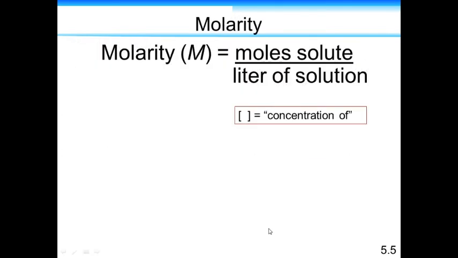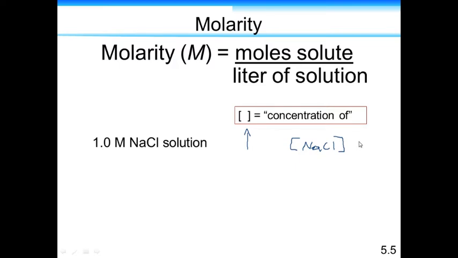Molarity is moles of solute over liters of solution. Usually brackets are used to denote concentration. When you put a bracket around a molecule, it's referring to the concentration of that molecule in units of molarity. For example, if I were to do something like this, [NaCl], that would be the concentration of sodium chloride in liters of solution, usually water.